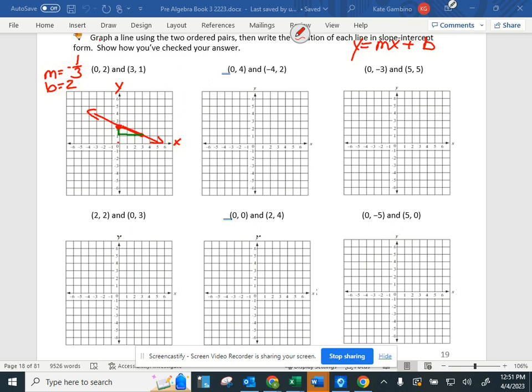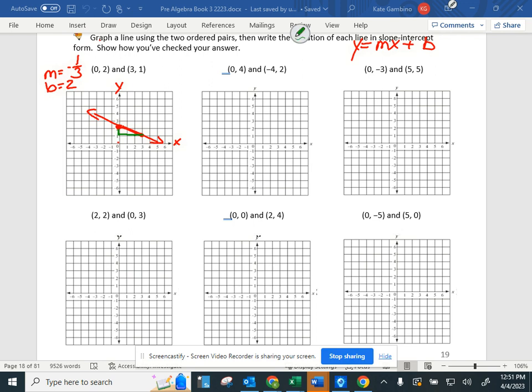So I'm not going to put it as the ordered pair of 0, 2, because I'm not going to put an ordered pair into my slope-intercept form. I'm just going to put that y. So for this, the y-intercept is 0, 2. So I know that my b is going to be 2. Now I can put it in slope-intercept form.